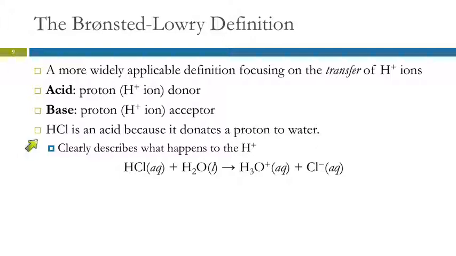HCl then is an acid because it donates a proton to water. And so here we have HCl and it's aqueous, there's a water molecule around. What happens when this ionizes is that hydrogen ion gets transferred from the HCl to the water that forms hydronium ion, and we're left with chloride ions floating around. So this more clearly describes what happens to that hydrogen ion. The previous definition can leave us thinking that there's just protons floating around in the water, right?